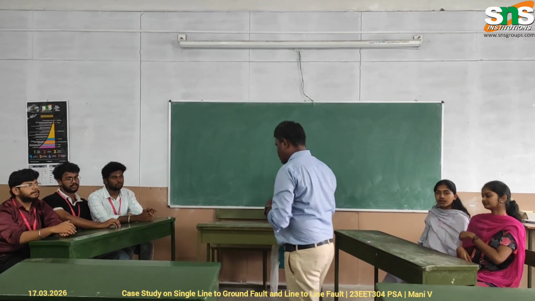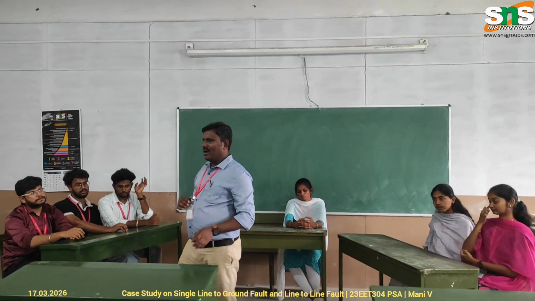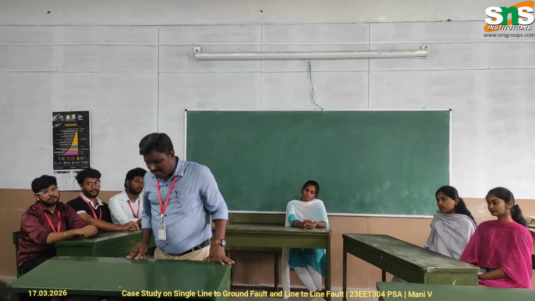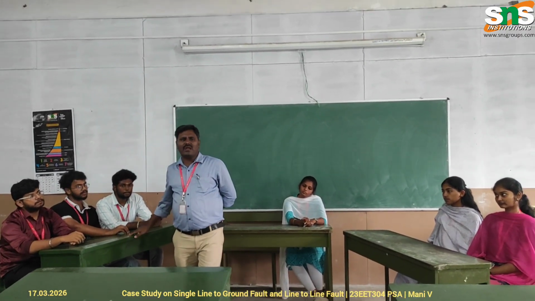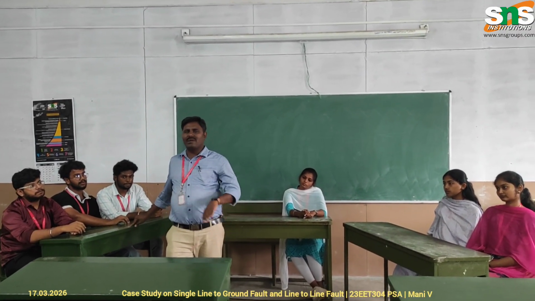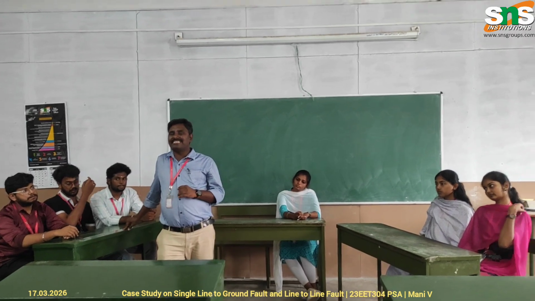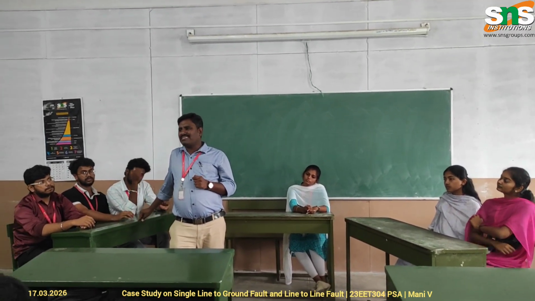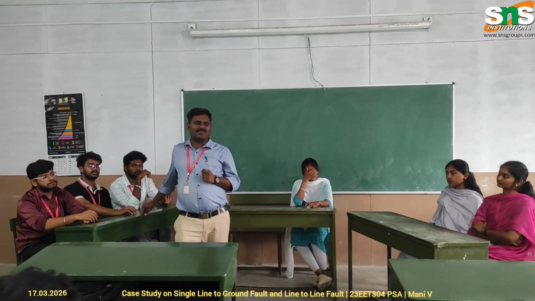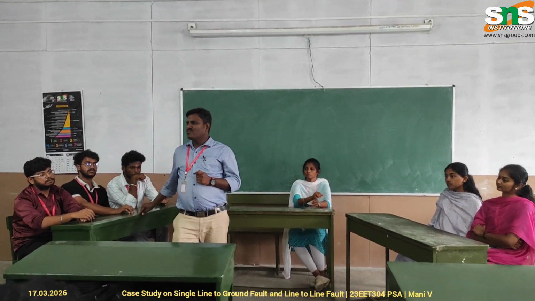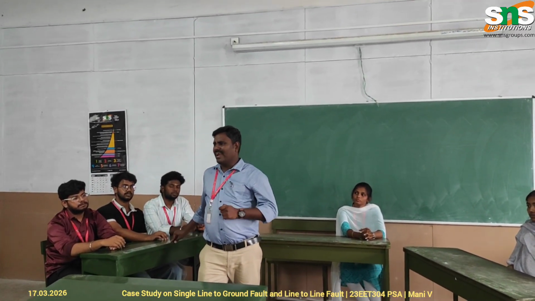Okay. So from this case study, the comparison of single line to ground fault and line-to-line fault. Normally in a power system, there are majorly two types of fault: one is called symmetrical fault, another is unsymmetrical fault. The symmetrical fault is when all three phases are faulted. That is called a three-phase fault, and it is very rare, less than 8% only.